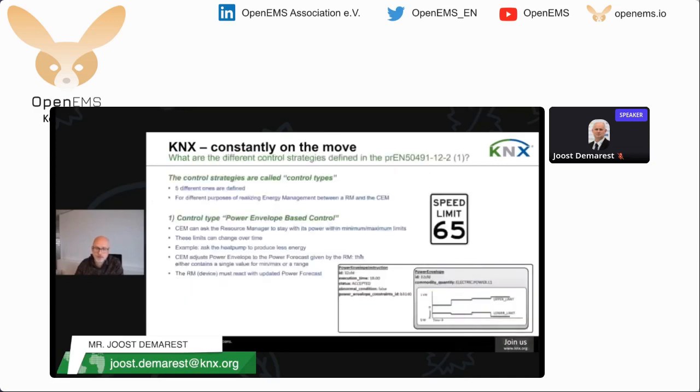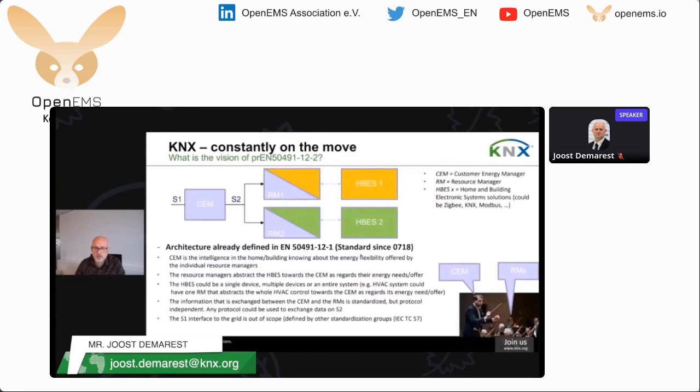Maybe I forgot to tell you, I always compare this architecture with an orchestra. So the director of this orchestra is the energy manager, and the musicians are the resource managers. So a musician can only start playing when the director tells him to do so.